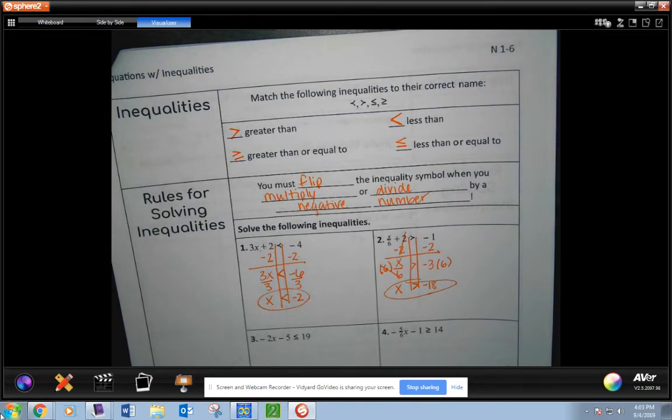Okay, now the only thing when you're doing these problems, you have to make sure x is on this side, on the left side. If it's not on the left, your answer won't be correct. So moving on, number 3.